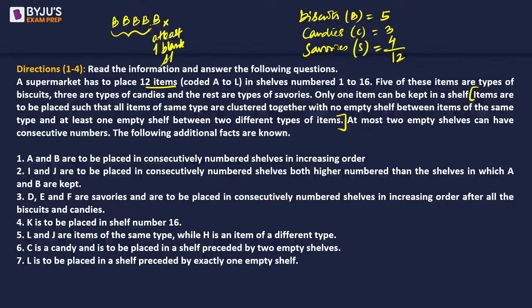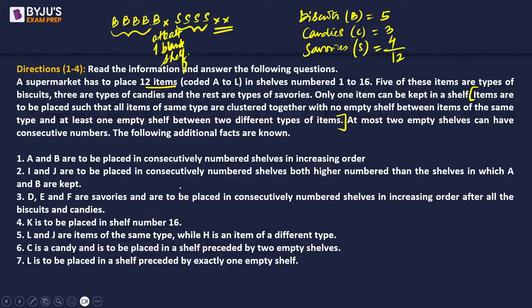Between biscuits and savories, but now savories are going to be in continuity. So similar items are to be placed together, and dissimilar items are supposed to have a gap of at least one shelf. That's what the statement is talking about. Also, it says at most 2 empty shelves can have consecutive numbers. So it means that we can have 2 empty shelves with consecutive numbers, as in one after another.